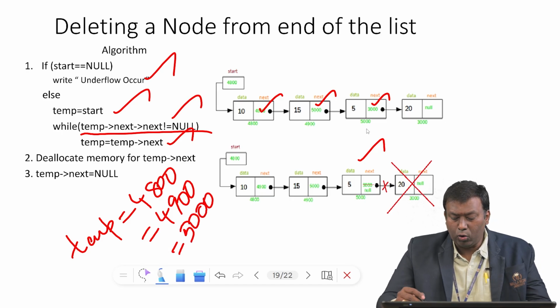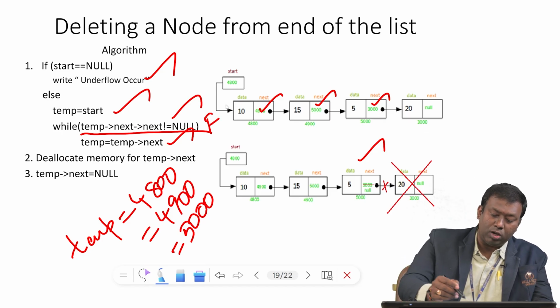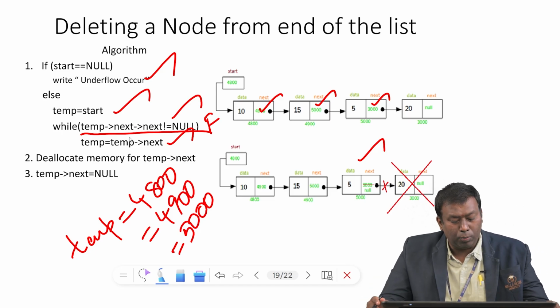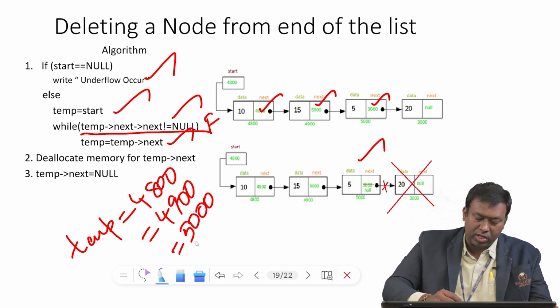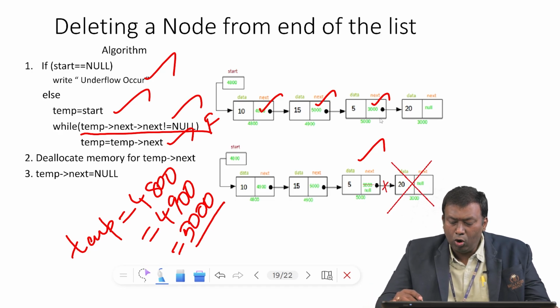Now 5,000 next part, what is that? 3,000. 3,000 next part, the value is null. So the condition becomes false in this case, and automatically it will end the loop. Now, if you observe, what is the temp value finally? That is 5000. Now, if I want to remove the last node, this node becomes the last node.